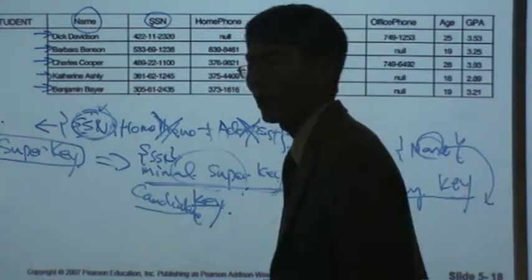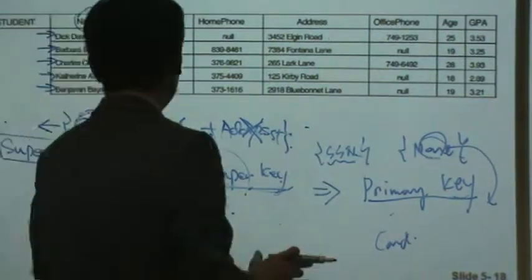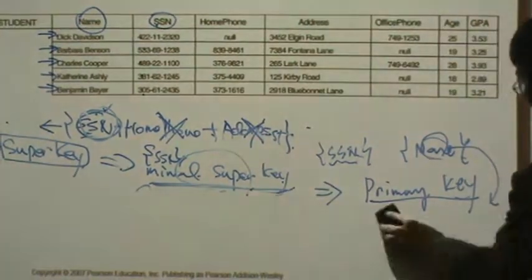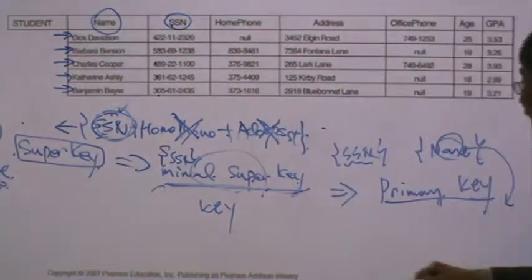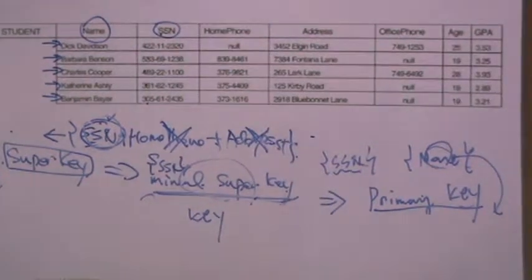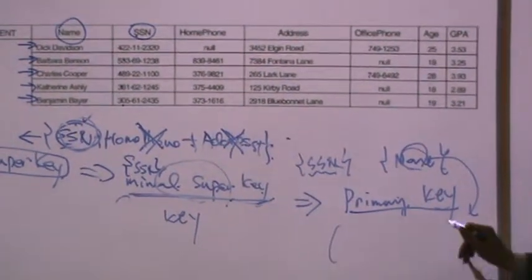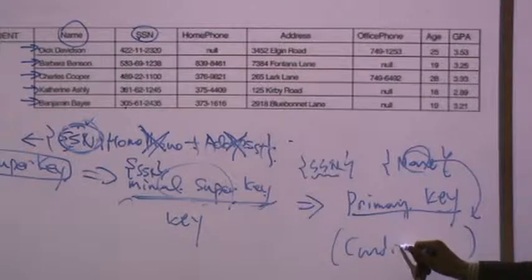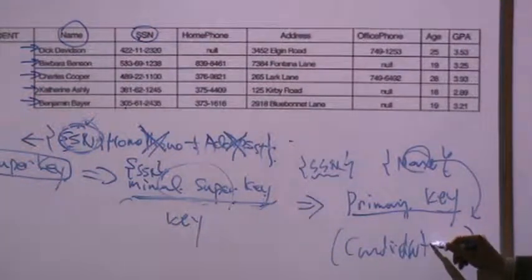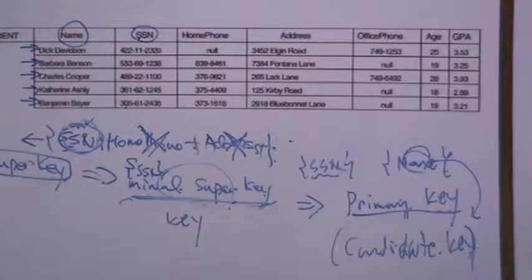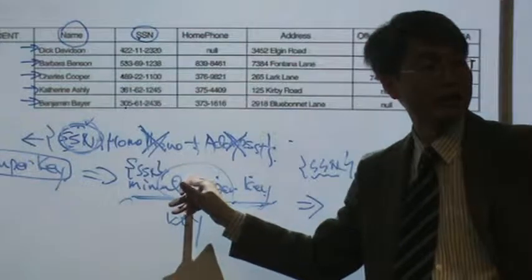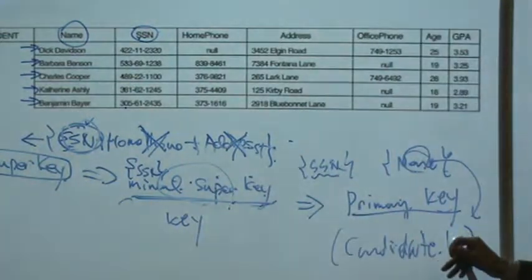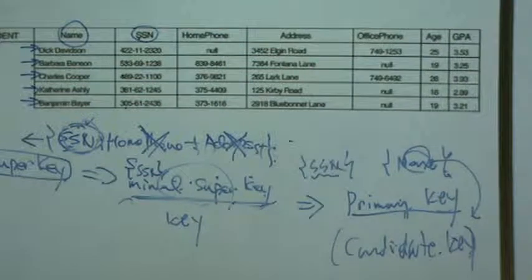Second, I think I got that wrong. It's not a candidate key. So we have minimal super keys, or keys, and then we select one of them as the primary key and the others will be candidate keys. Okay? So a candidate key is in the minimal super key. It's a key attribute. However, it's not selected as the primary key.